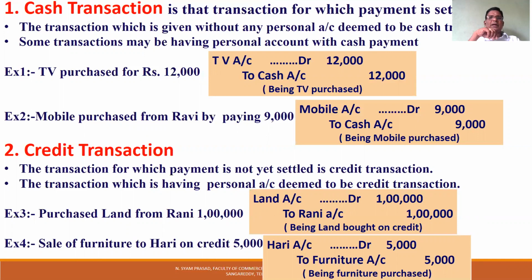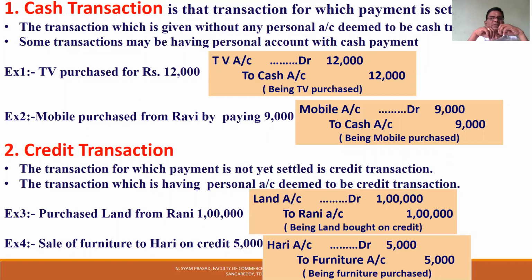Some transactions may have a personal account with cash payment. For example 2, you see, mobile purchased from Ravi by paying 9,000. Ravi's name is there and payment of 9,000 is there. That means cash is settled. These are the two types of cash transactions which you come across in problems in journalizing.